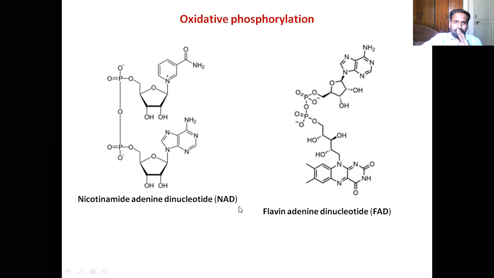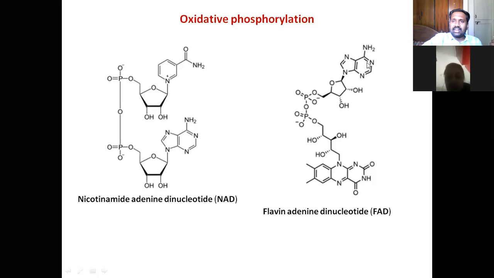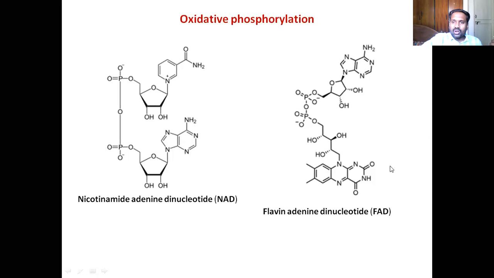Similarly, you have another coenzyme, FAD, flavin adenine dinucleotide. The same thing, it's a dinucleotide. One side is the attachment of the adenosine. The other side is the attachment of a moiety called flavin. This is the flavin moiety, which is attached to a sugar. Now, of course, the structure of flavin adenine dinucleotide is not required according to your syllabus, but maybe the NAD structure is required. So please practice writing this NAD structure.